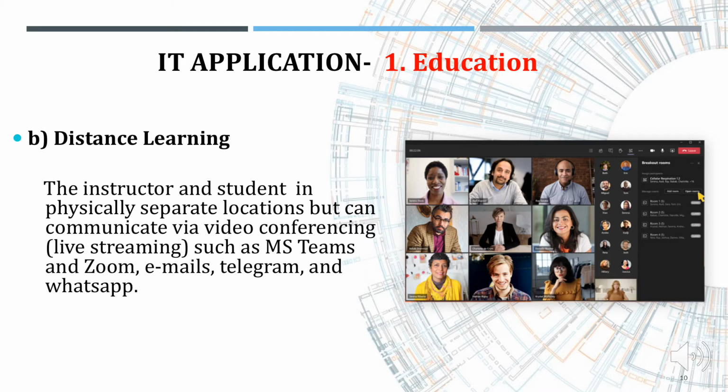Okay, how do we join the class? We use a platform, for example MS Teams, Zoom, Google Meet. All right, so this is how we can join the class. So this is the example of a different location of class, and how to join the class. You join the live streaming, for example.